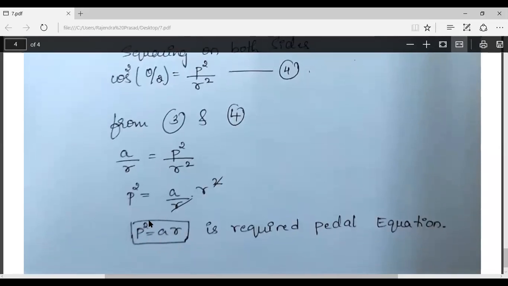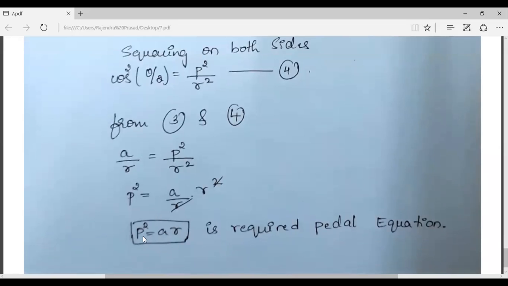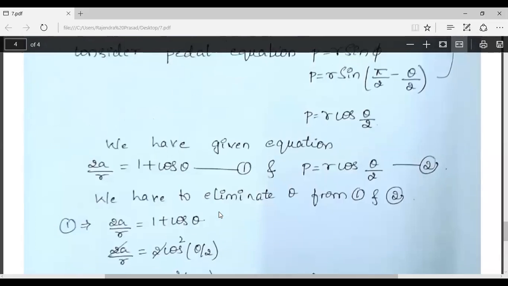Observe carefully, this is the required pedal equation: p square is equal to a r. In terms of p and r, this is obviously a pedal equation. We know the pedal equation definition: it should be in p and r. P square is equal to a r is the required pedal equation. Any questions you have, please ask.